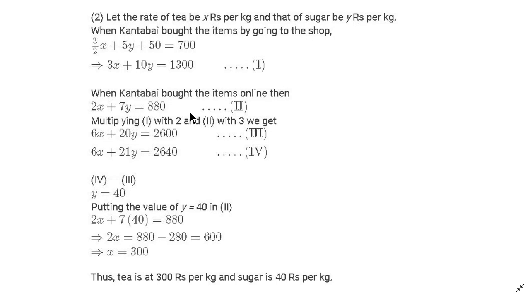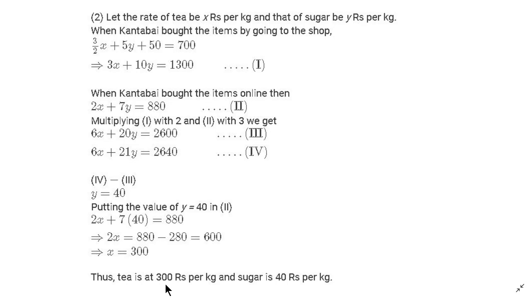Now in the second month, Kantabai purchased online 2 kilograms of tea and 7 kilograms of sugar. So 2x plus 7y, and the bill was 880. Now we have two equations, with 3x and 2x. So we can multiply equation 1 by 2 and equation 2 by 3. Then we get 6x and 6x, which will be cancelled by subtracting them. So y is equal to 40 and x is equal to 300.